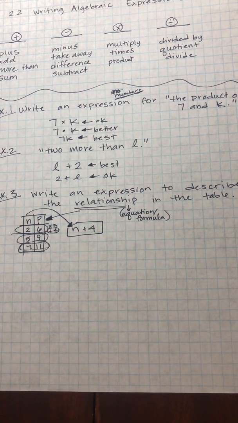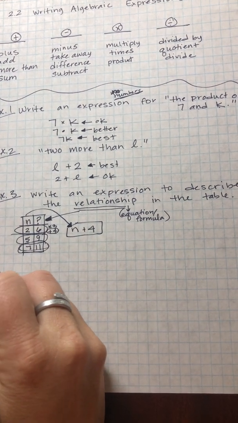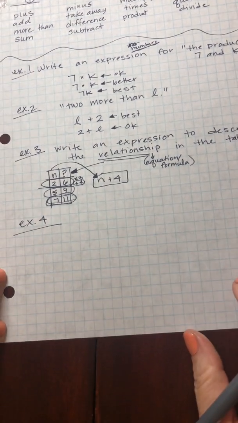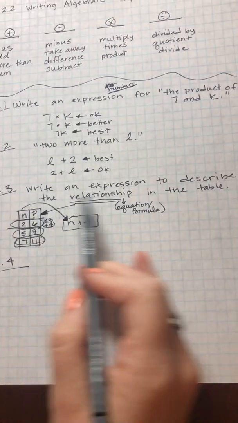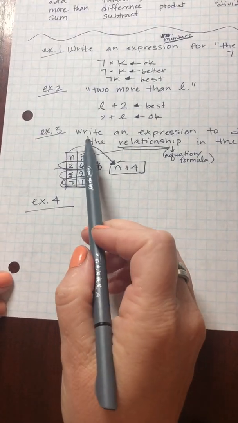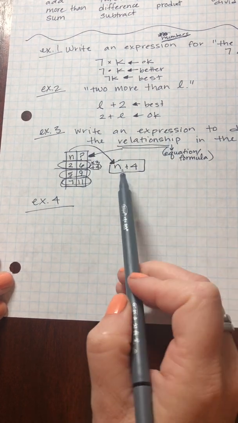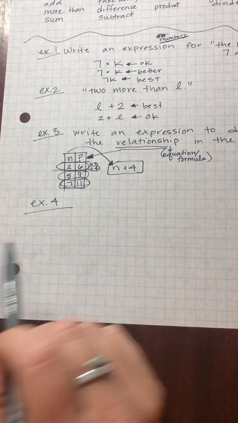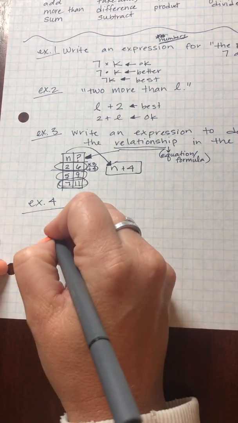Okay, we're going to do one more of those together. One more, because I know that it's a little bit complicated. Okay, so example 4. I'm not going to rewrite the words. I'm just going to give us a new table, okay? The directions are still going to be the same. Write an expression to describe the relationship of the table, okay? So new table.